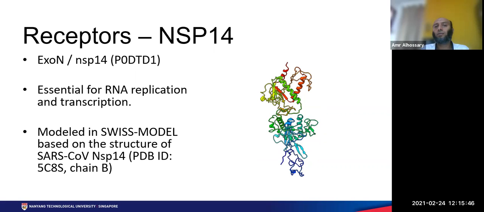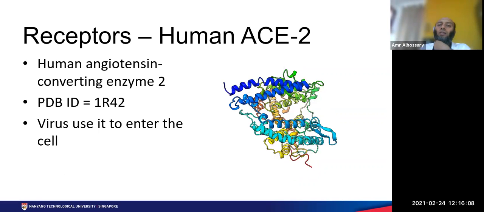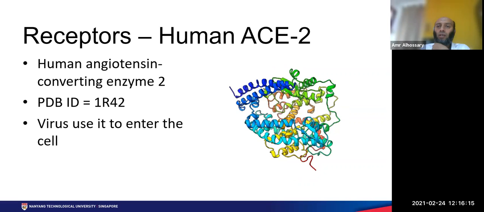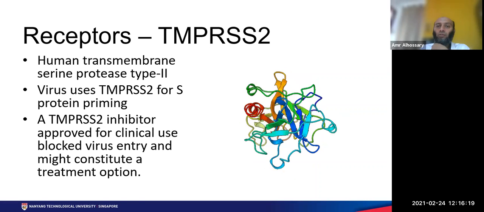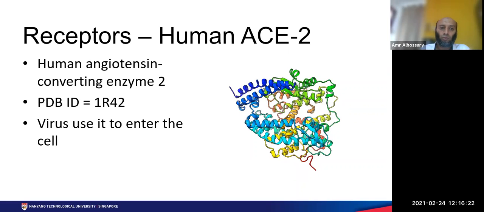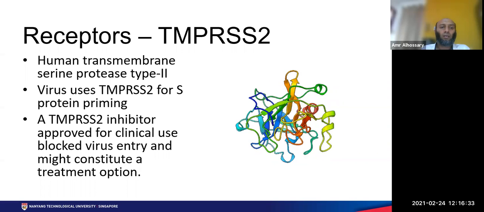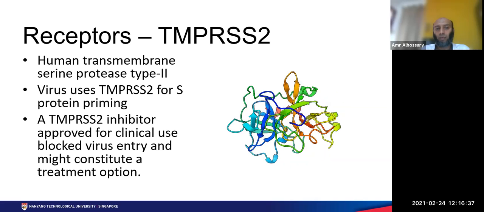The 3D structure of the NSP14 is not available as well, so we had to model it using Swiss model, using the 3D structure of the NSP14 of the SARS-CoV-1 virus. The 2 receptors of human origin are the ACE2 and the TMPRSS2. The ACE2, as we know, is a human angiotensin converting enzyme 2, and the virus uses it to enter the cell. And the TMPRSS2 is a human transmembrane serine protease type 2, and the virus uses it for protein priming.